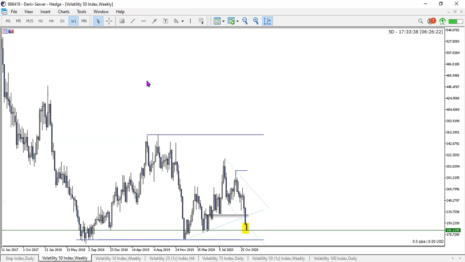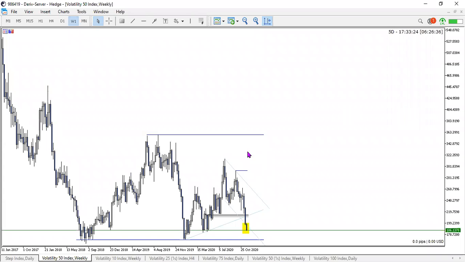So let's talk about the volatility 50. First of all, let's start right there. Let me just make sure that I am sharing the correct screen at the moment. Just give me a second. All right, thanks for waiting. So that is the volatility 50. We're currently looking at the weekly chart.